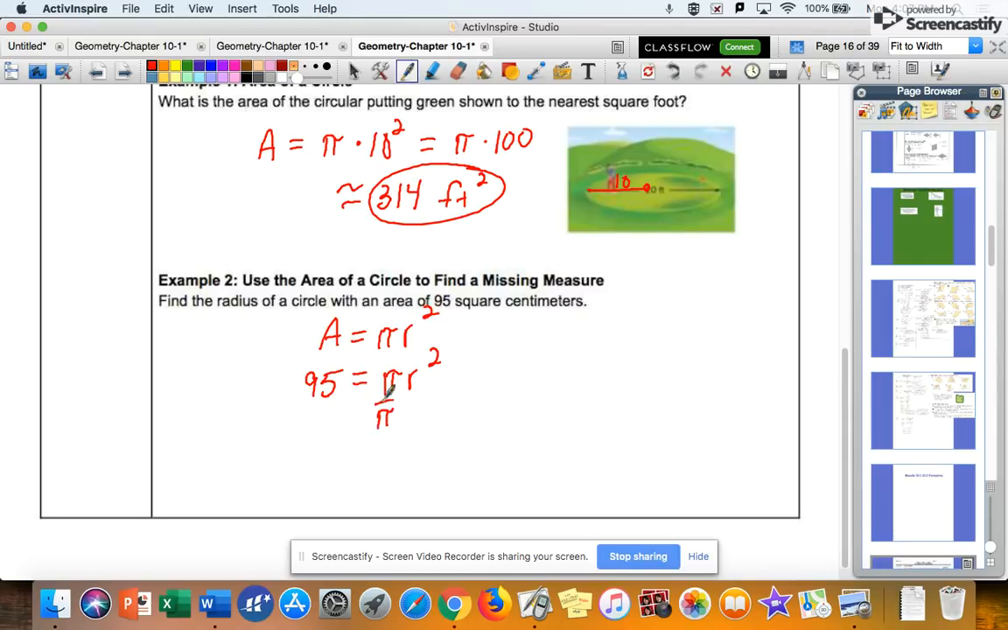So a little bit of algebra here. We're going to cancel out pi from both sides. I'm just going to keep it as 95 divided by pi is equal to r squared. If you have a calculator, you can do that. Then, of course, to get r by itself, we're going to take the square root of both sides. And so r will be equal to the square root of 95 over pi, which is approximately 5.5 centimeters.